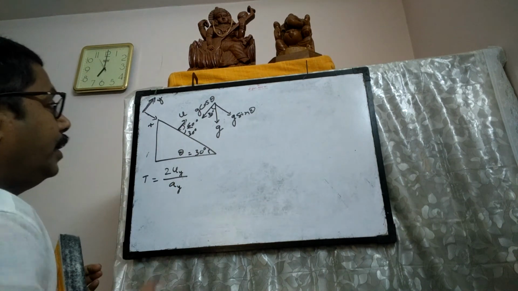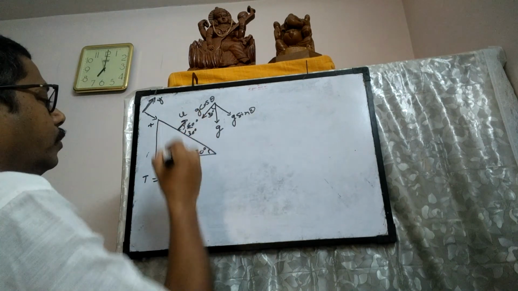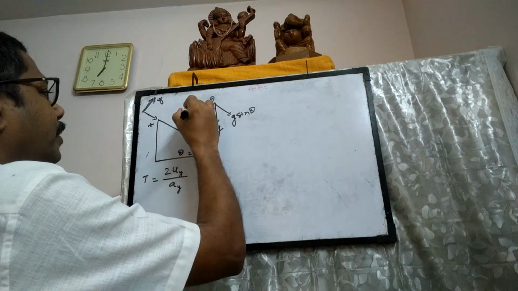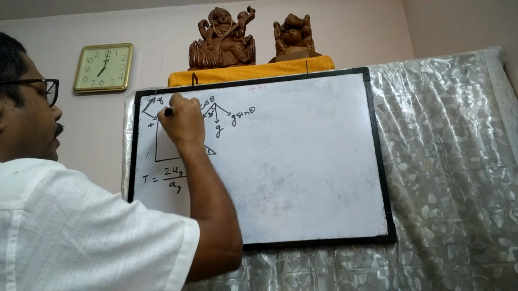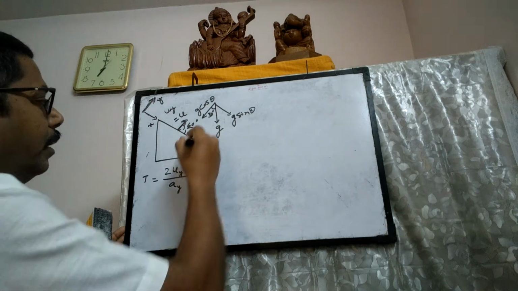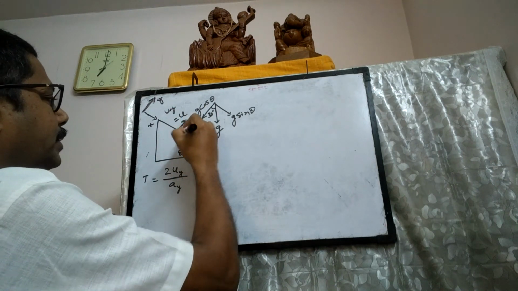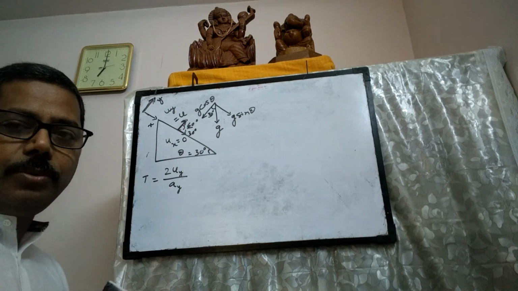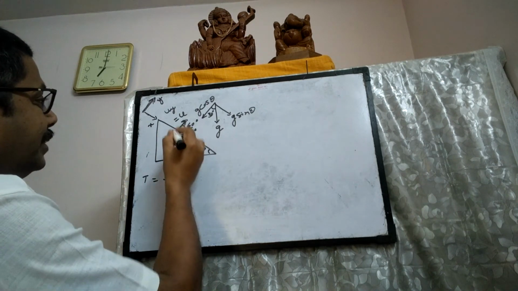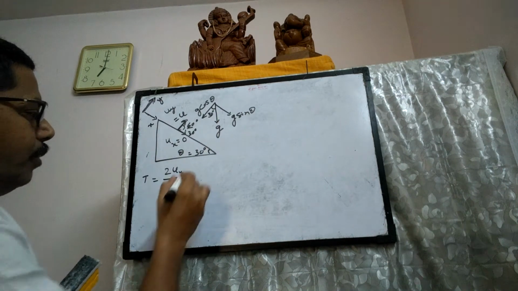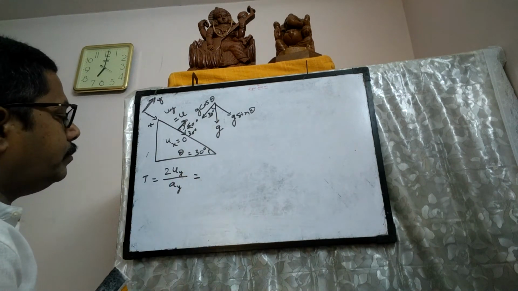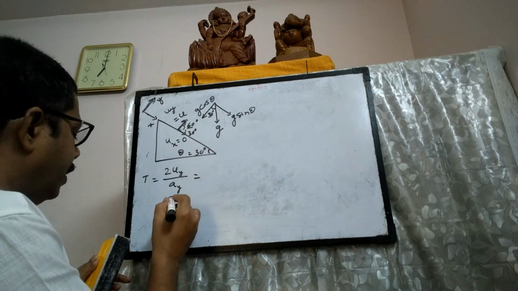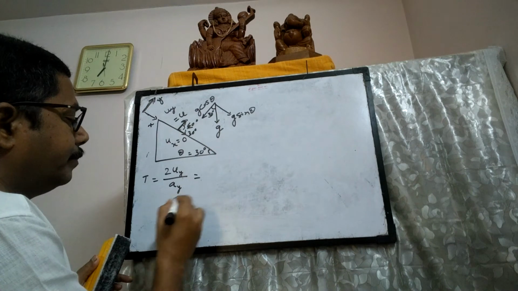Now what is ux and uy? This is u, and along this direction we have taken the y-axis. So we can say uy itself is equal to u. Then what will be ux? In this direction we can write ux is equal to 0. So ux is 0 but uy is u. So what is the time of flight now? Time of flight will be 2 uy by ay.